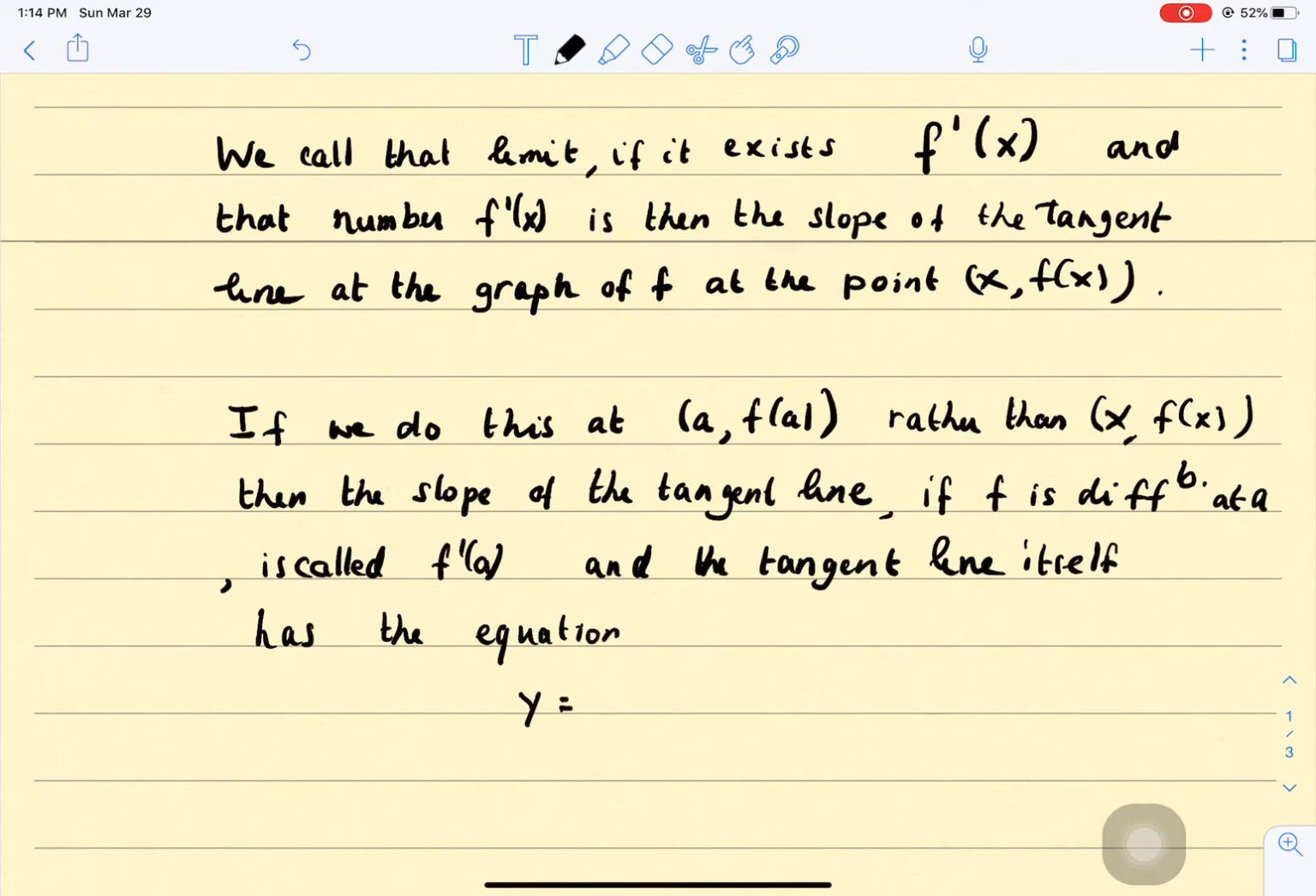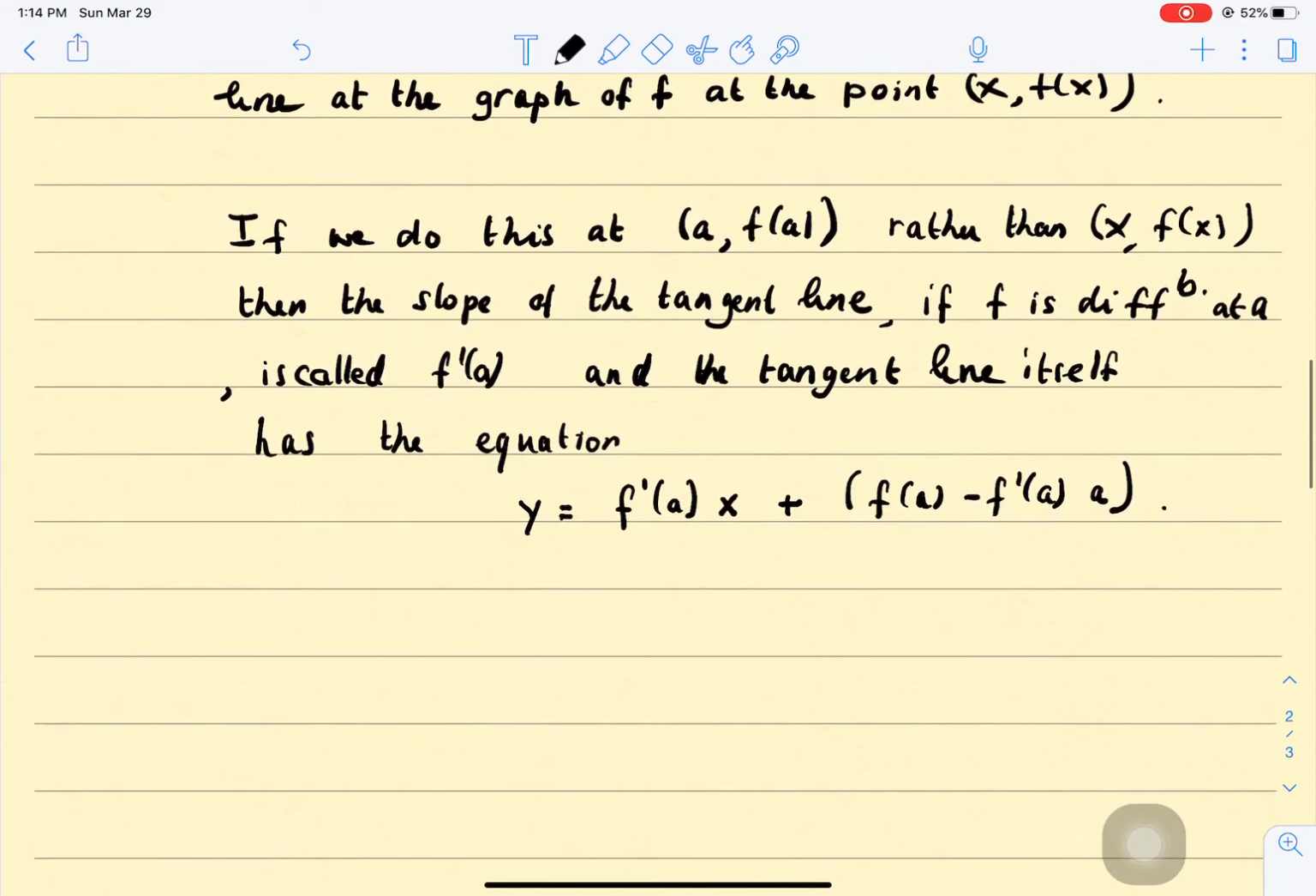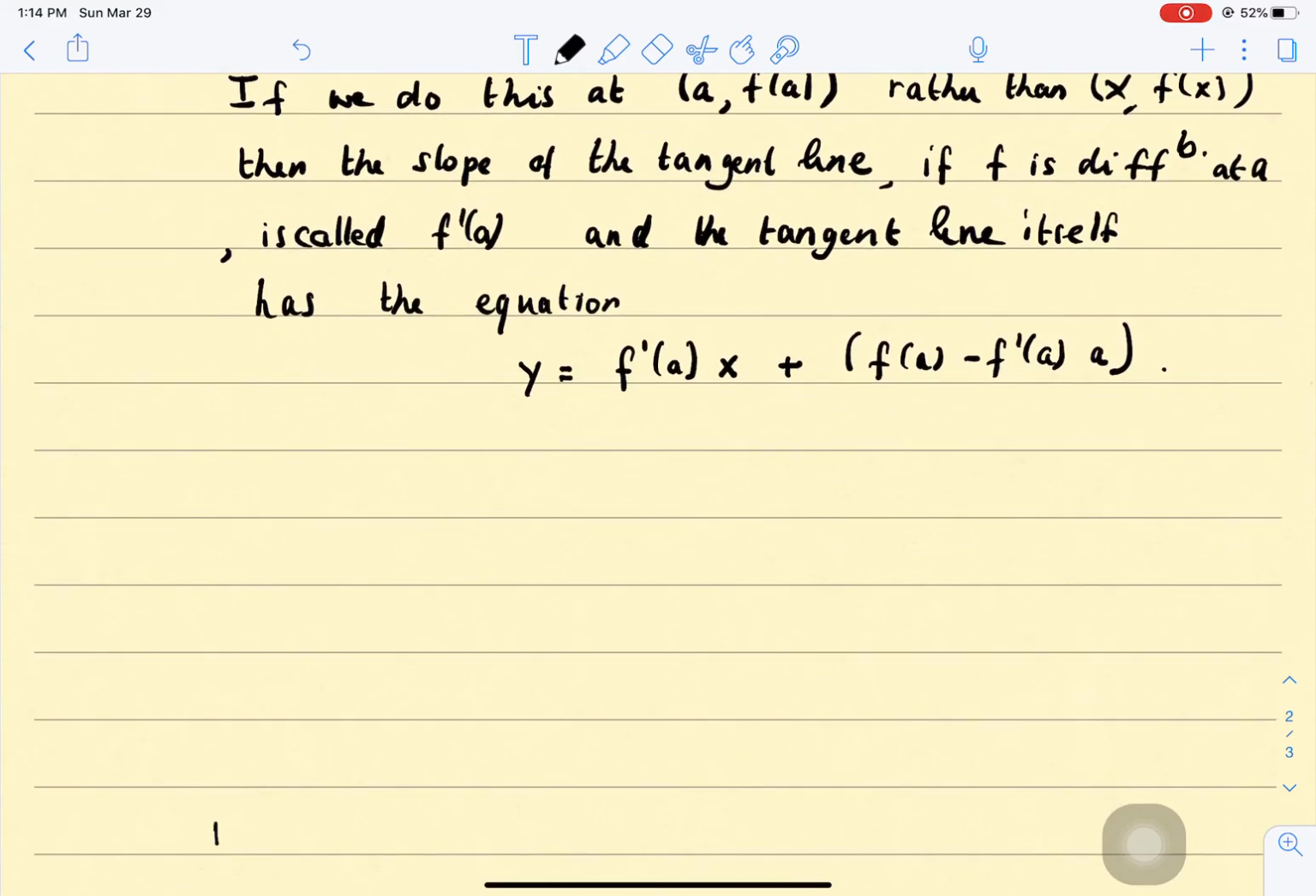y equals f prime at a times x, because the slope of that tangent line needs to be equal to f prime of a. And if you calculate what that constant has to be, the constant of the equation y is the slope times x plus a constant, then that constant is going to be f at a minus f prime at a times a. Now we're going to do examples.